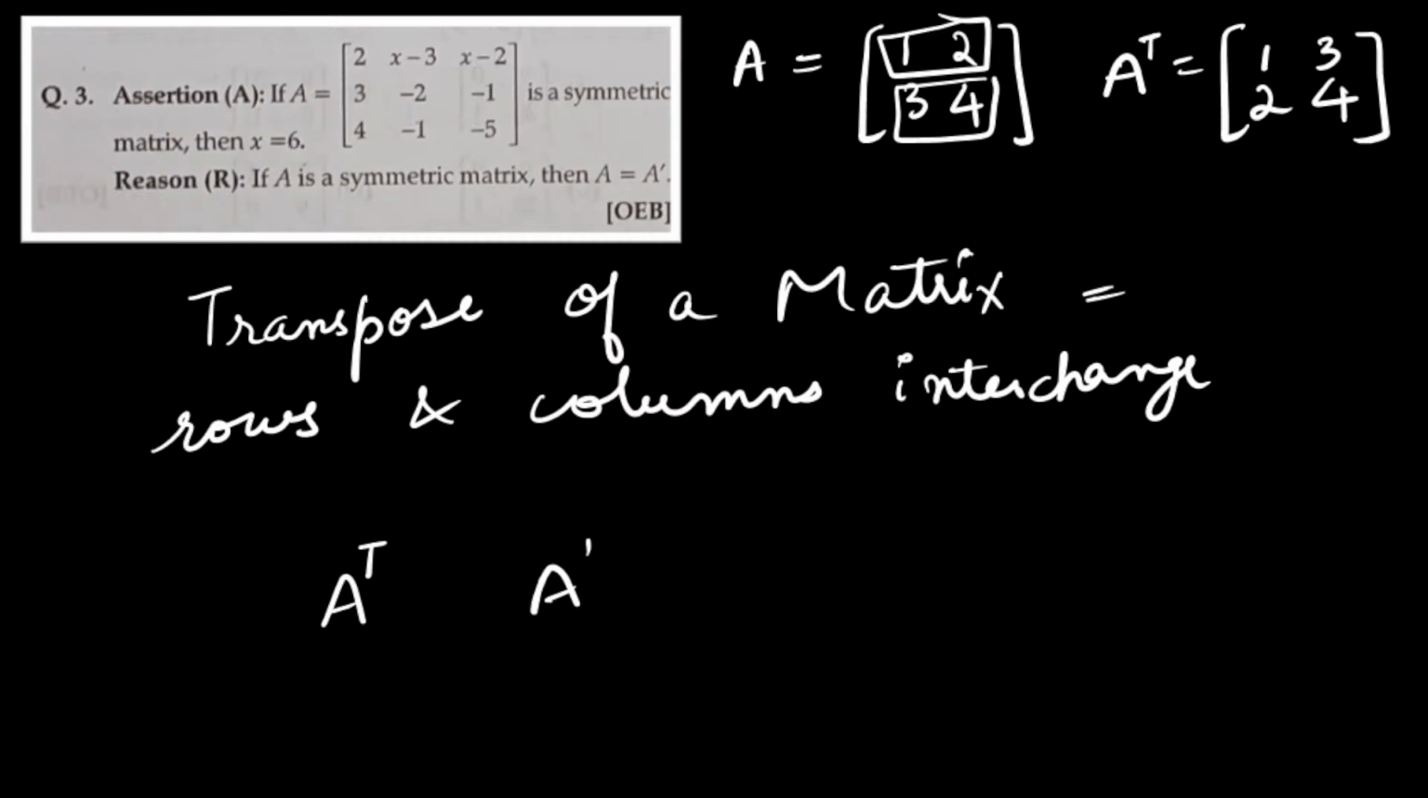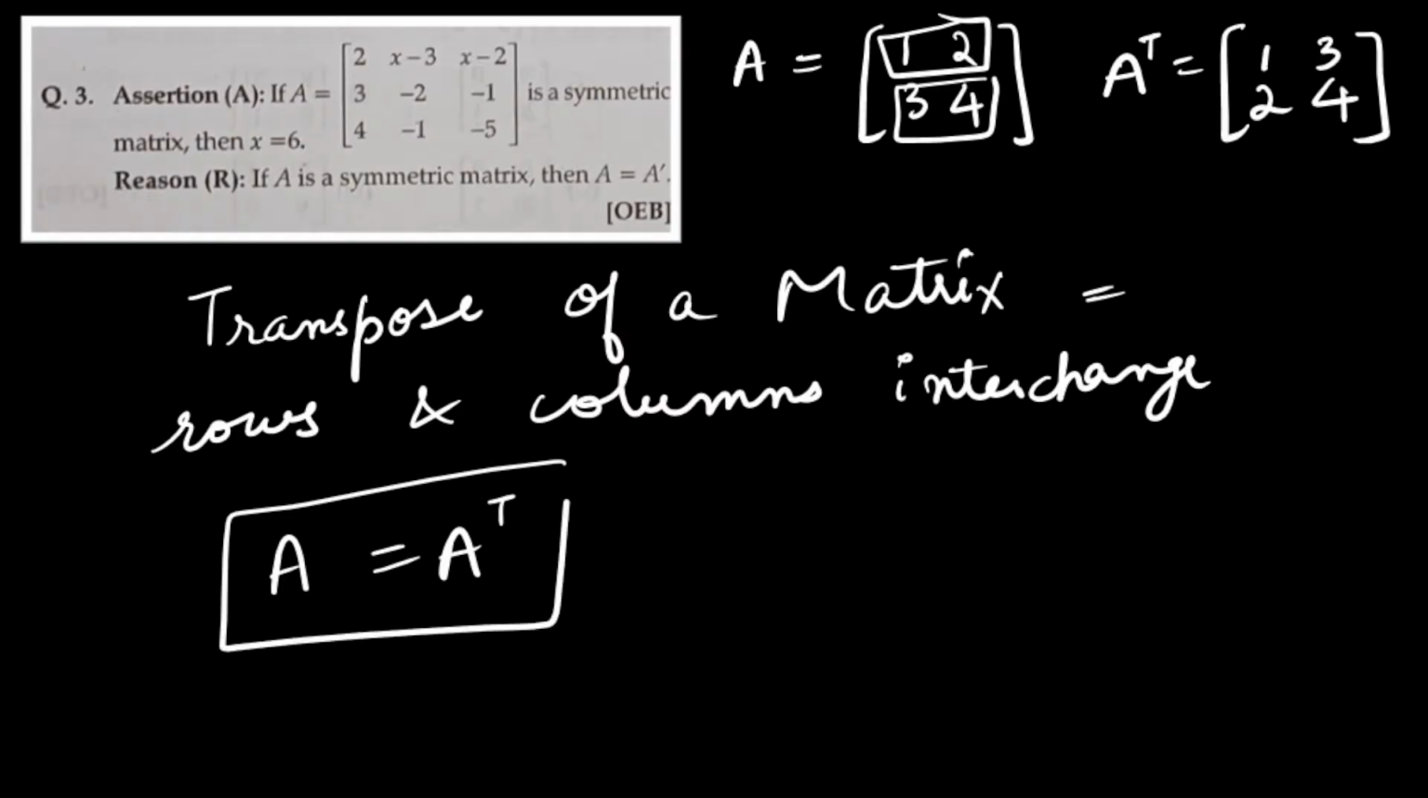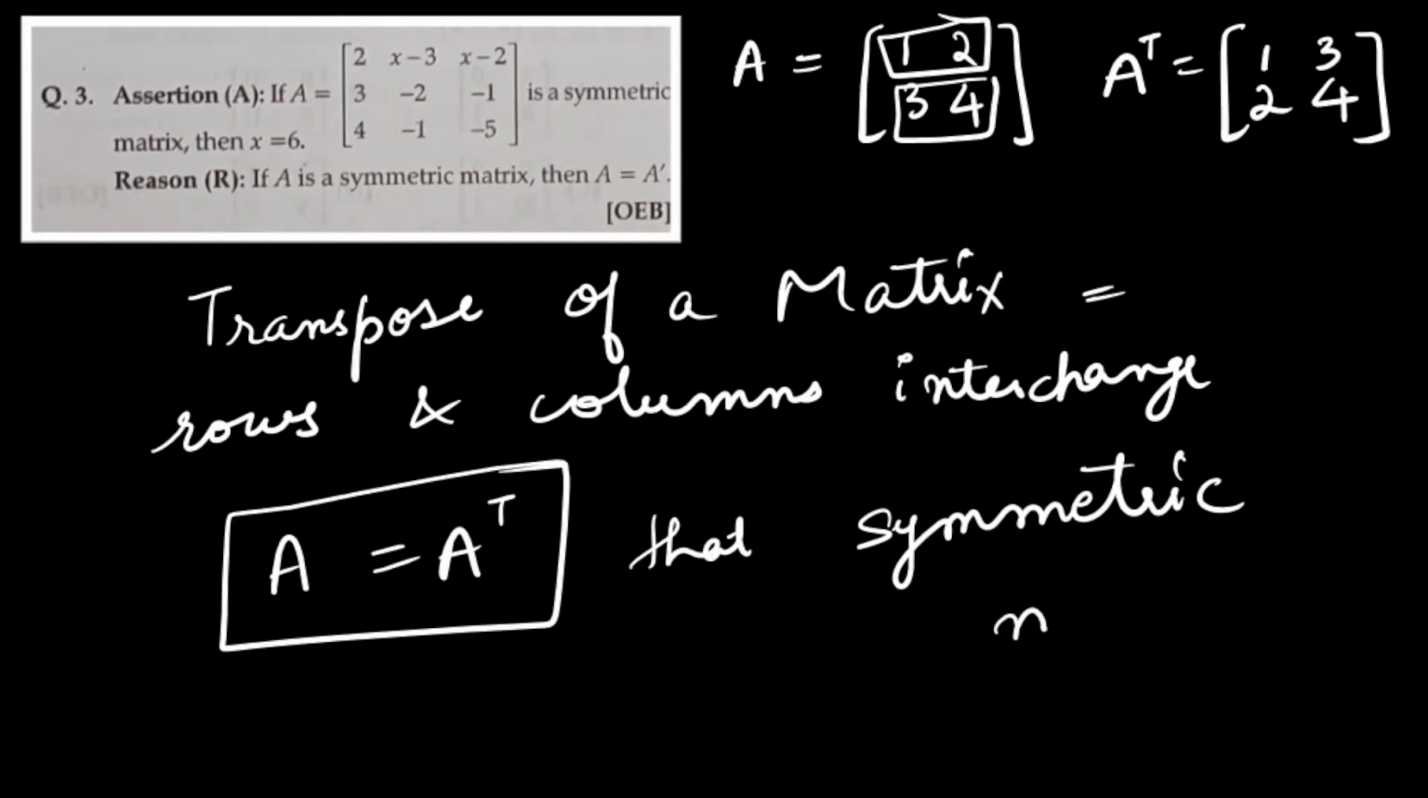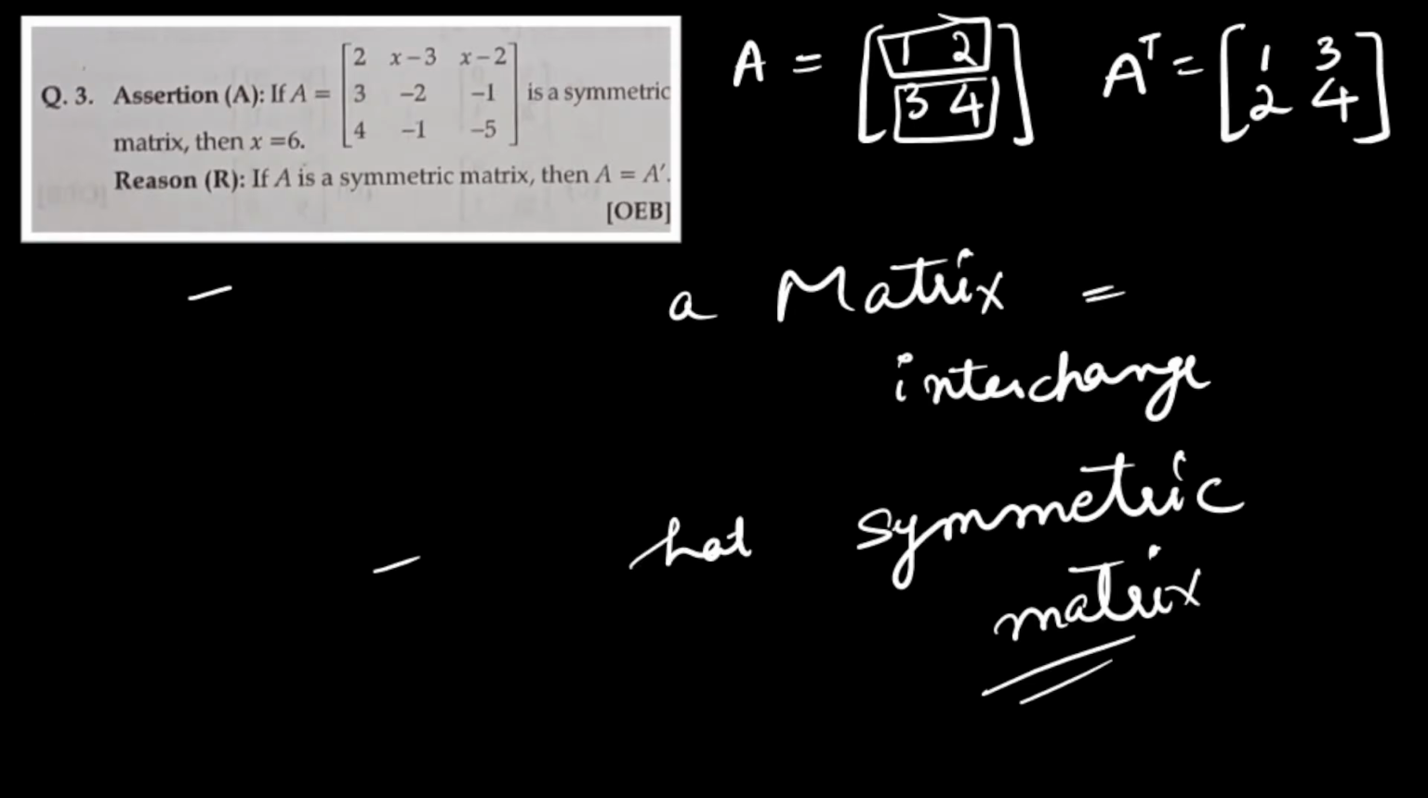So now another thing is symmetric matrix. When matrix A is equal to its transpose, that matrix is a symmetric matrix. Have you understood what is the meaning of transpose of a matrix? When we interchange rows and columns, that means transpose of a matrix. So let's see the given thing now.